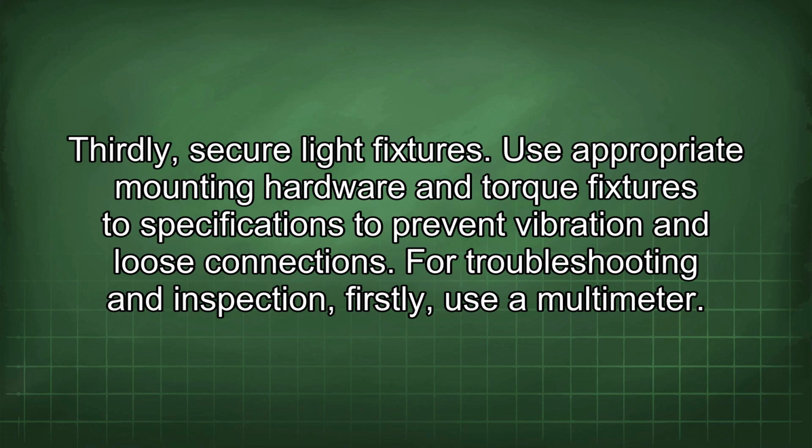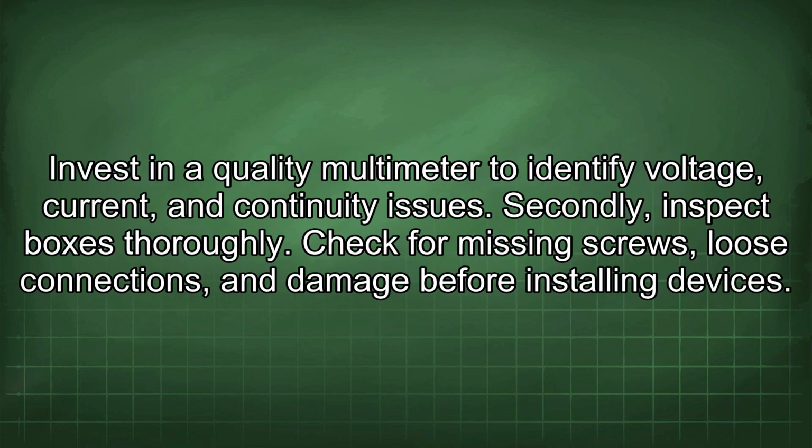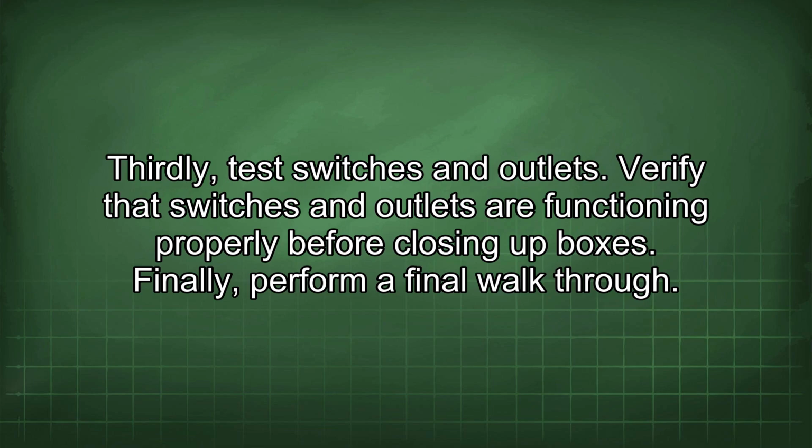For troubleshooting and inspection, firstly, use a multimeter. Invest in a quality multimeter to identify voltage, current, and continuity issues. Secondly, inspect boxes thoroughly. Check for missing screws, loose connections, and damage before installing devices. Thirdly, test switches and outlets. Verify that switches and outlets are functioning properly before closing up boxes.